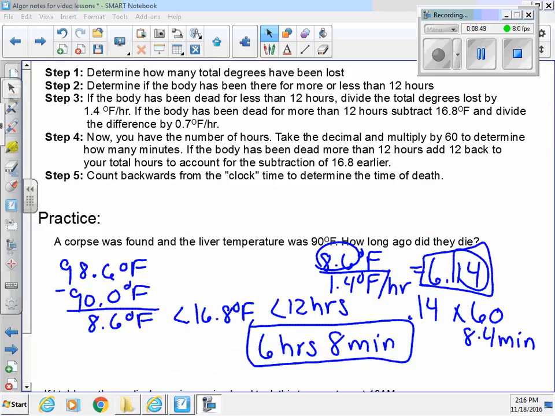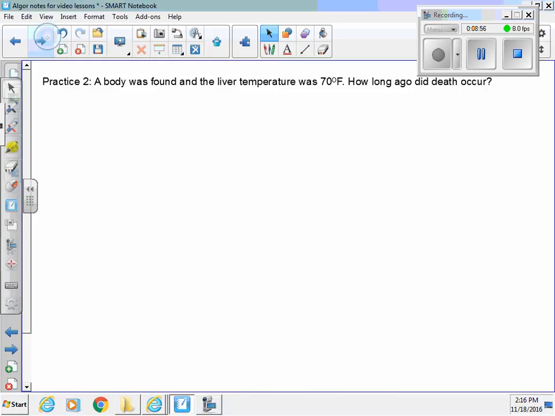Let's look at an example that is a little bit more complicated. We have to go through all of the steps. So we found a body and the liver temperature was 70 degrees Fahrenheit, and we want to know how long ago did death occur. Look in this question, you can see that it's how long ago. I'm not actually asking for a clock time, but the steps are the same.